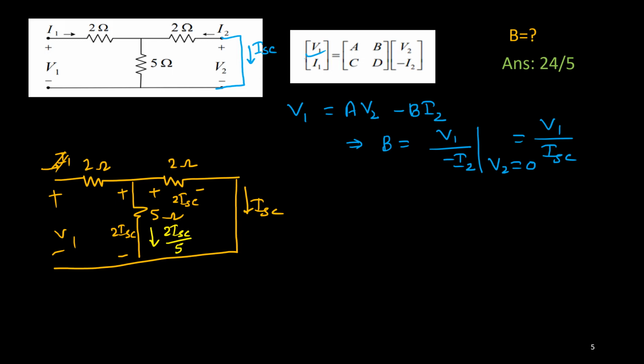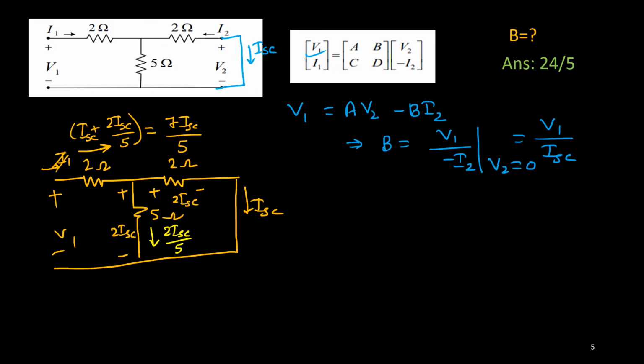So voltage upon resistance is the current. So this current is 2 times ISC upon 5. This current is ISC. So net current. So this current is I plus 2 ISC plus 2 ISC upon 5 equals 7 ISC upon 5. This is the current.